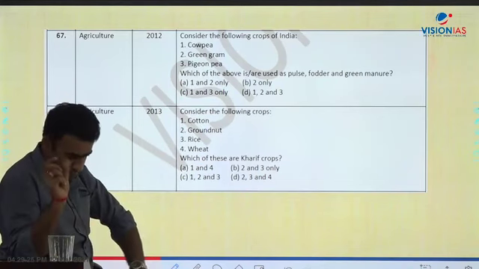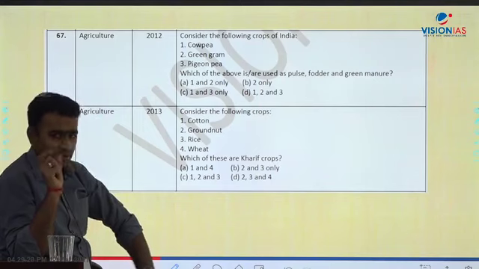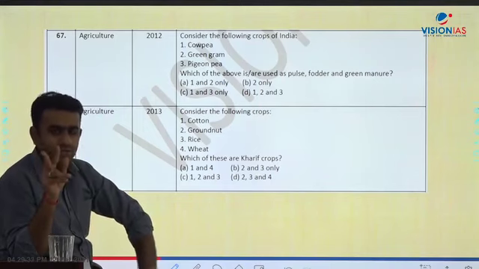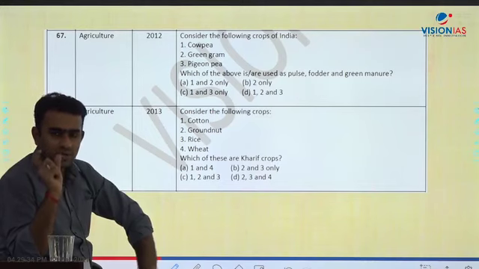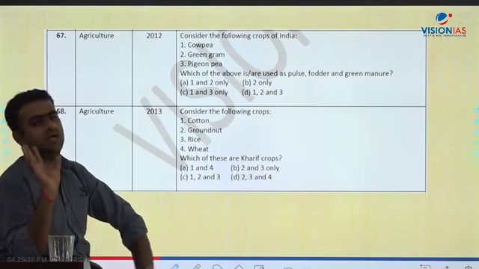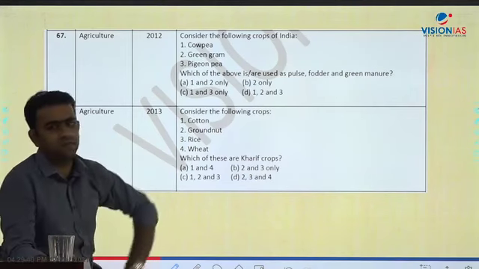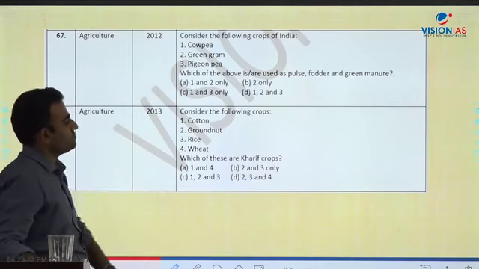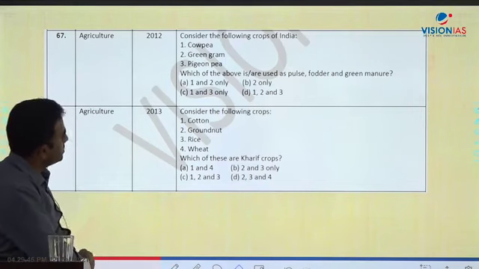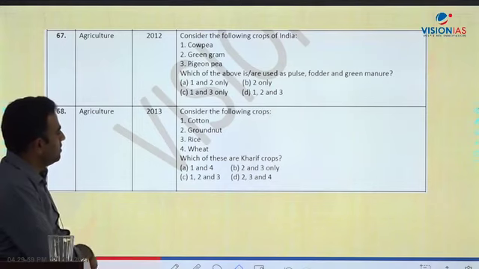If you know, the pulses are used in crop rotation. What is crop rotation? Between two major crops, they sow a crop which is good for the soil nutrient. Most of the pulses are such kind of crops. That is what we call green manure. All of them are right here. You just have to know that these are pulses, that's it. This is very simple.